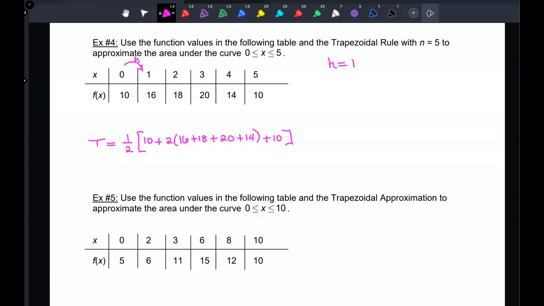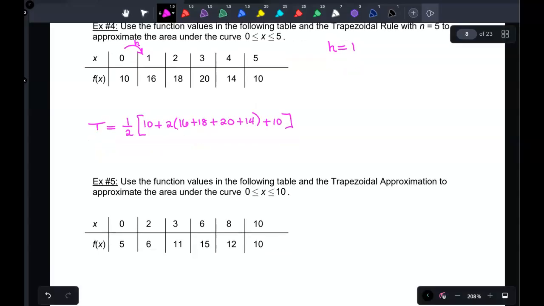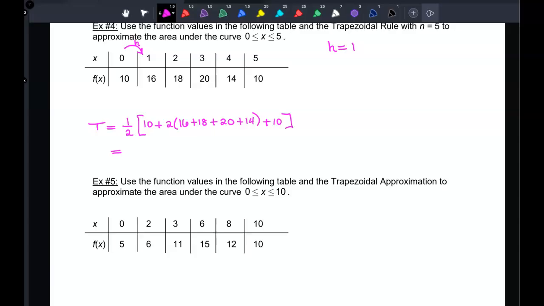So again, this one is used once, and these are all used twice. We're going to do this by hand. 34, 54, 68, times 2, 136. Times 2 again. 156 divided by 2. 70.